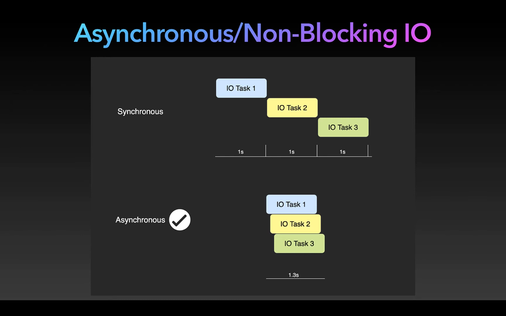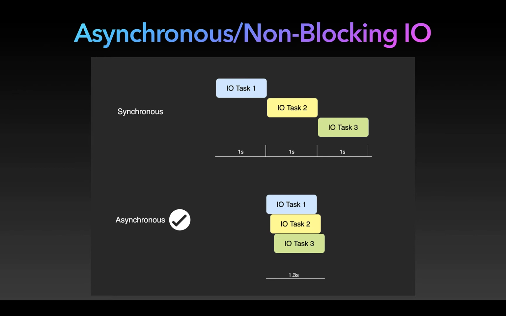So let's say each I/O task takes like 1 second. For this example, the entire process could consume a full 3 seconds. So Node uses asynchronous way or non-blocking I/O mechanism by default. So meaning in this example, Node fires off the I/O task 1 and it doesn't wait for the response to come back. It moves on to I/O task 2.